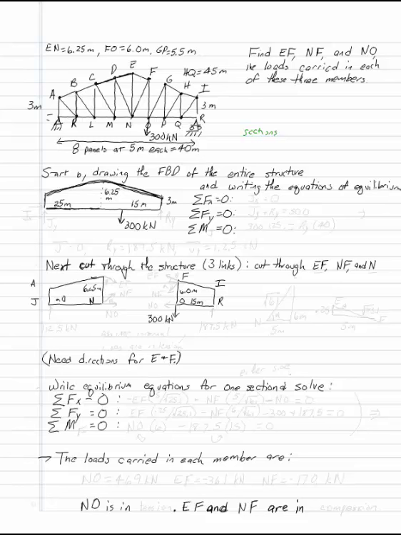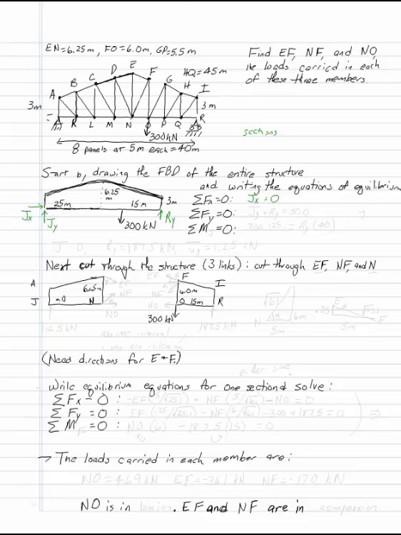We're going to start by drawing the free body diagram of the entire structure. At J we have a pin, so I have JY and JX. And at RY I have just a roller, so I have RY over here. I have only three unknowns, so if I write the equations of equilibrium for the entire structure, I can actually solve what they are. I only have one in X.